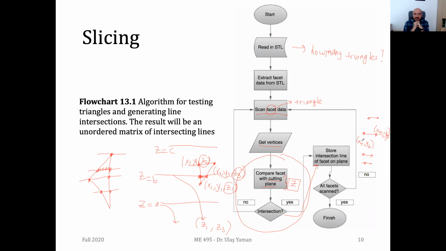Yep. But you may have some limitations. For instance, if the z value is not close to your height, then you may disregard those triangles. But in this flow chart, as you see, it covers all the triangles, and it will obviously take some time. Okay, thank you. You're welcome.